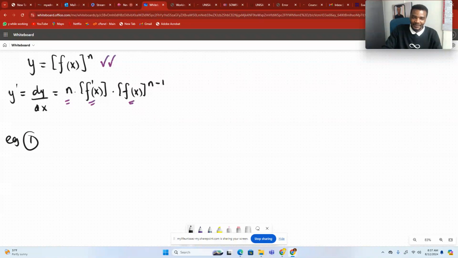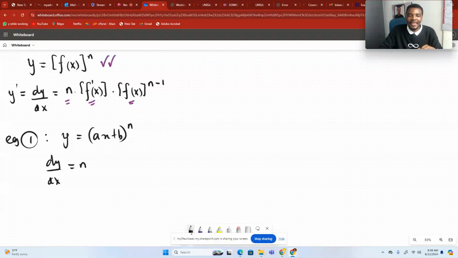Example number one. Let's take for example, we've got y is equivalent to ax plus b to the power of n. In this case, our ax plus b is basically a polynomial function where a and b are constants. So for us to find dy dx, we are going to bring down the power, which is n, and then multiply by the derivative of ax plus b, and then rewrite ax plus b and subtract 1 from the power.